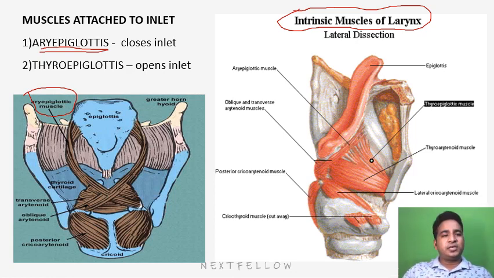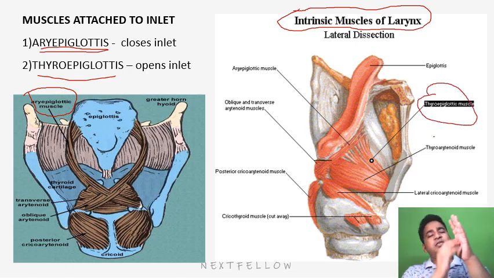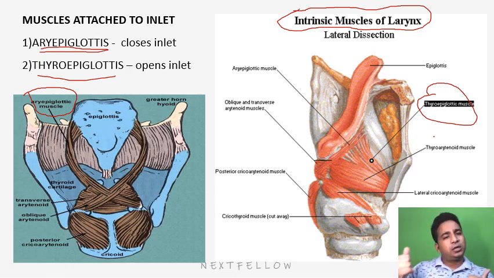Then the next muscle is the thyroepiglottis muscle. This is my thyroepiglottis muscle. So what does this muscle do? Suppose this is my epiglottis and this is part of the thyroid lamella, and downwards are the arytenoids. So this joining muscle between the thyroid lamella and the epiglottis, whenever it contracts, the epiglottis will turn towards the thyroid. So it will open up the laryngeal inlet. Very clear. I don't think there should be any confusion. So aryepiglottis closes the inlet, thyroepiglottis muscle opens up the inlet.